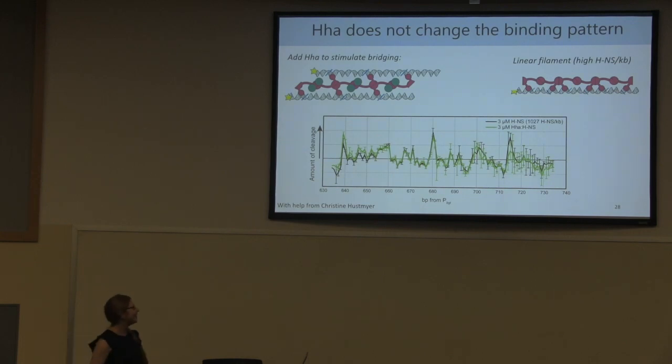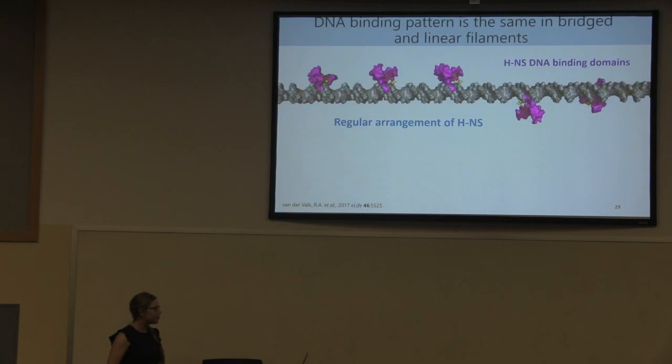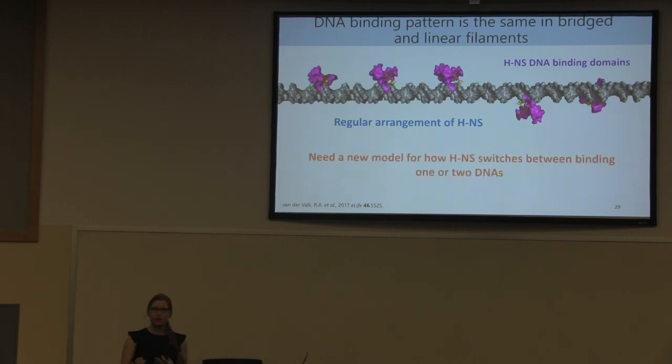To my surprise, I was so surprised and also very happy. And so from this result, I concluded that the DNA binding domain must be in the same arrangement in both a bridge and a linear filament to generate the same cleavage pattern. So I'll show you my model again and say that this model represents where we think the DNA binding domain is bound in both a bridge and a linear filament, which was different than my original hypothesis, and so we needed some other explanation. So we need an estimation for how HNS is switching between this bridge and linear conformation.